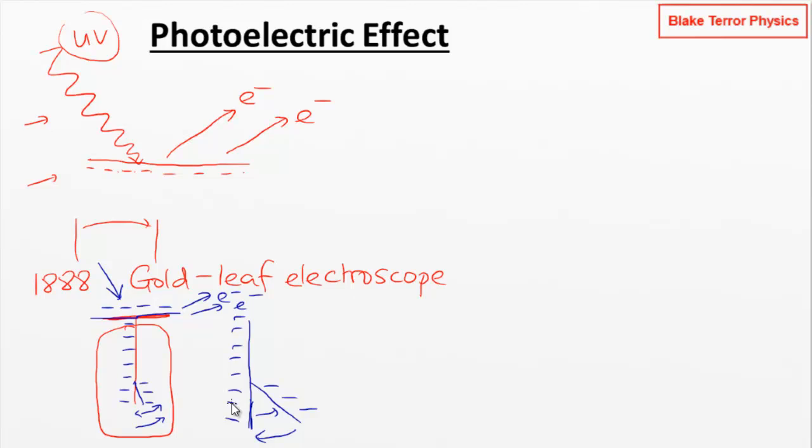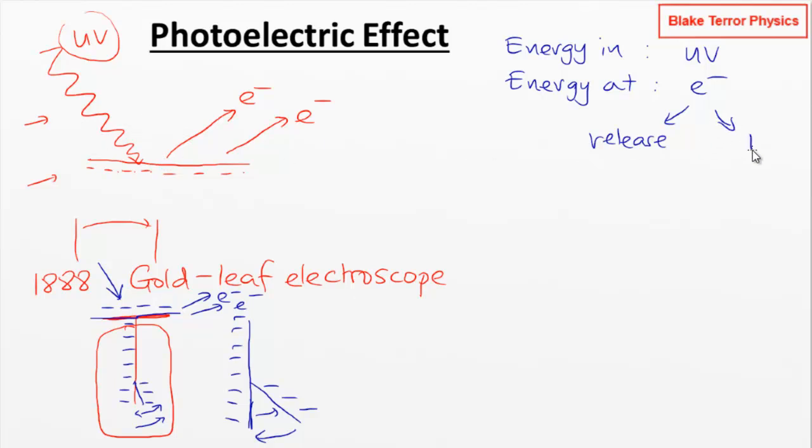But it doesn't explain what's actually going on. And this is where Einstein stepped in, because people were having trouble with this. They had classical wave theory at the time, and you said, okay, well, clearly we've got some energy coming in. So we've got energy in from the UV radiation, and we got energy out in the electrons. And the energy out then must be some amount of energy to release the electron from the metal, and then whatever's left over is going to go to kinetic energy of the electron.